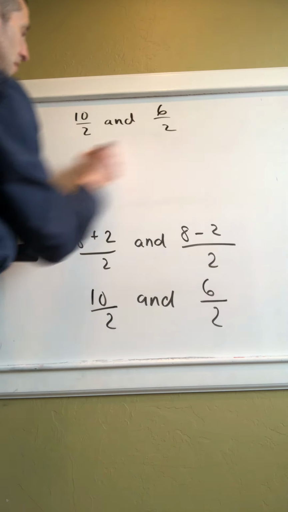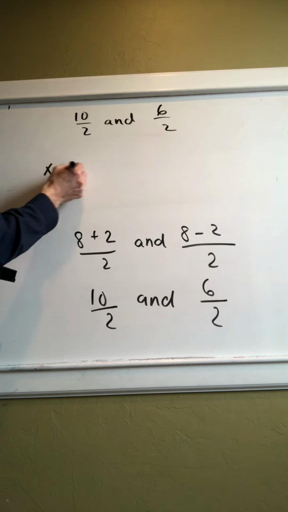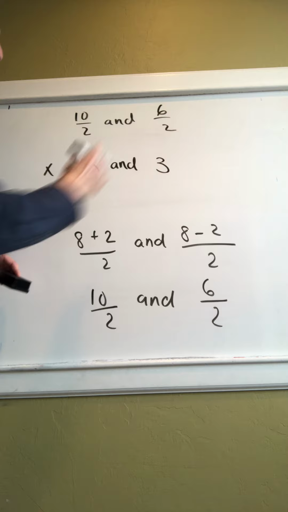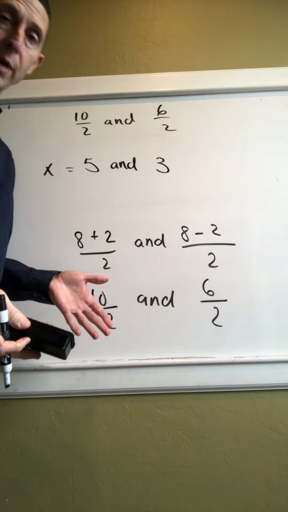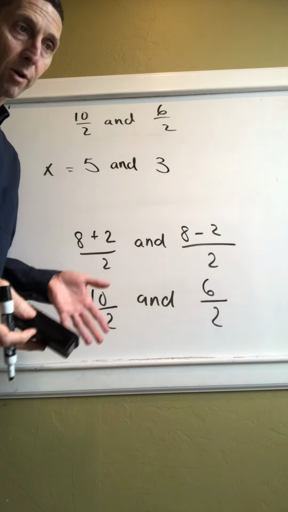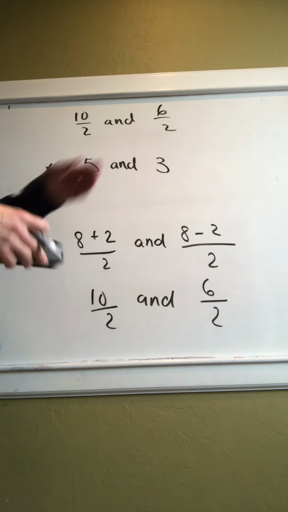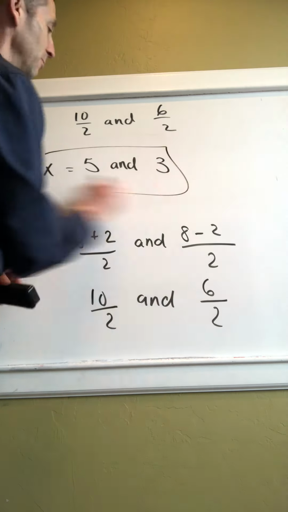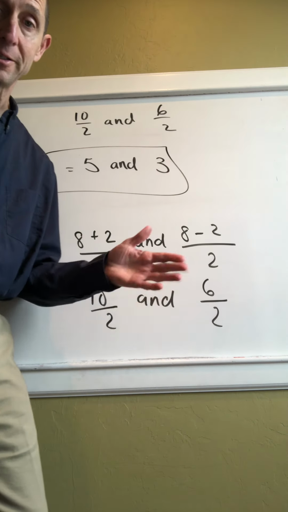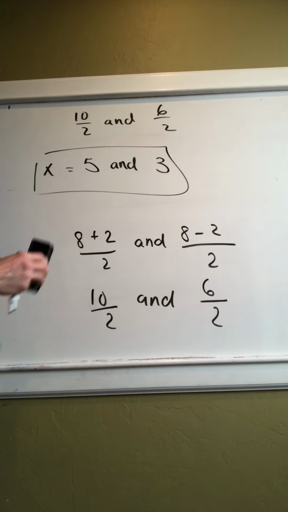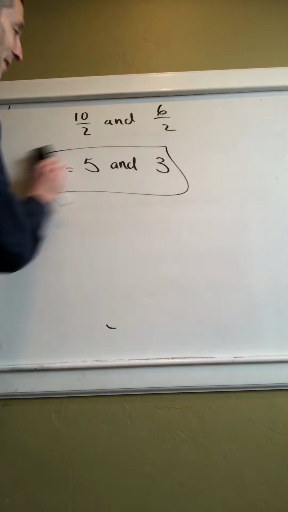So 10 divided by 2 gives you a 5. 6 divided by 2 gives you a 3. So your two answers for solving this quadratic equation with the quadratic formula are 5 and 3. So this is what we're looking for on this first assignment with the video. So there we go, 5 and 3. All right, that'll get us through the first one.